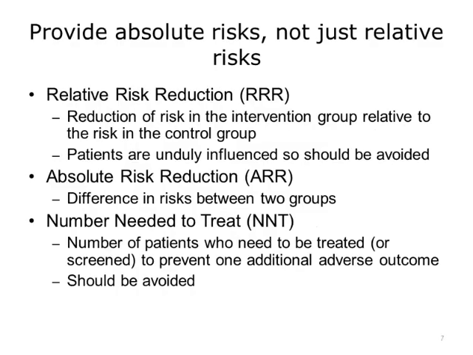Another strategy is to provide absolute risks, not just relative risks. Risk reduction can be presented using relative risk reduction, or RRR, absolute risk reduction, or ARR, or numbers needed to treat, or NNT. The relative risk reduction is the reduction of risk in the intervention group relative to the risk in the control group. The absolute risk reduction is the difference in risks between two groups. The number needed to treat is the number of patients who need to be treated or screened to prevent one additional adverse outcome.